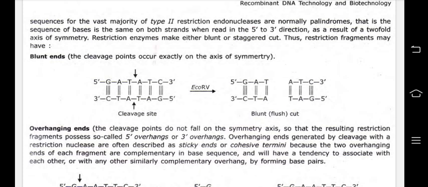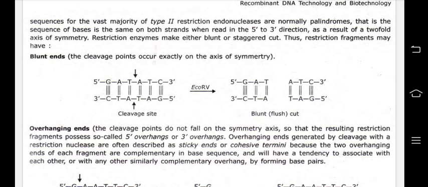Restriction enzymes make either blunt or staggered cuts. Thus, restriction fragments may have blunt ends, where the cleavage points occur exactly on the axis of symmetry, or overhanging ends, where the cleavage points do not fall on the symmetry axis so that the resulting restriction fragments are called 5' overhangs or 3' overhangs.